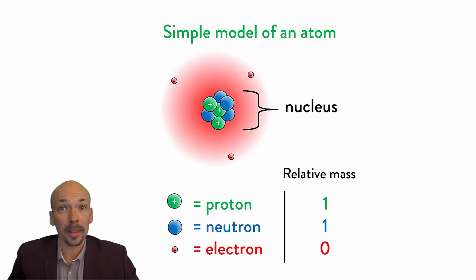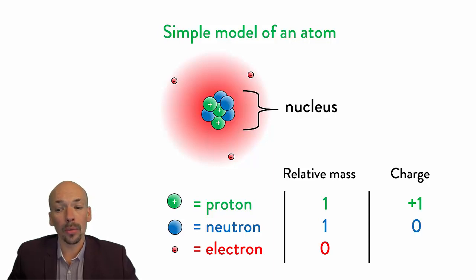That doesn't mean it doesn't have any mass, but the mass is very, very small compared to a proton and a neutron. So the proton and neutron both have roughly the same mass of 1, and the electron doesn't have any mass in this model. The second thing you need to know about these particles is their charge. A proton has a positive charge of +1. A neutron is neutral, so it doesn't have any charge, and an electron has a negative charge of -1.